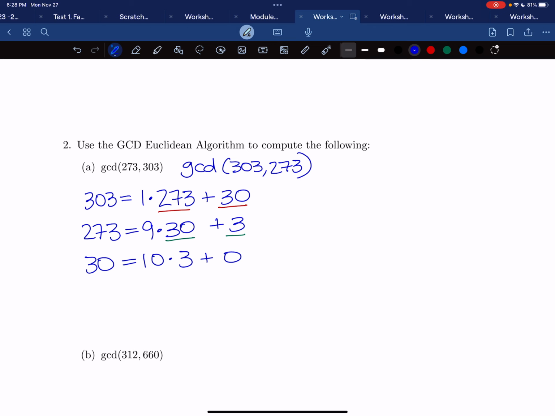And as we know, once we get down to that 0, we stop. Then we look up and say, oh, this is our answer. Oops, leave my little arrow. And then I can say the GCD of 273 and 303 is actually that 3.